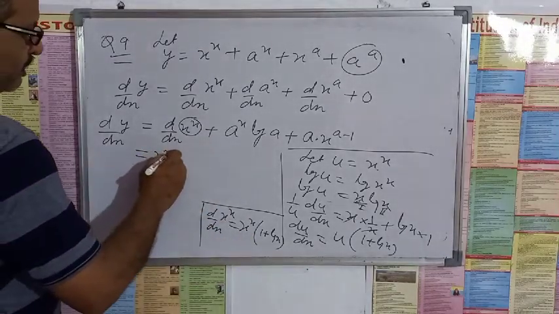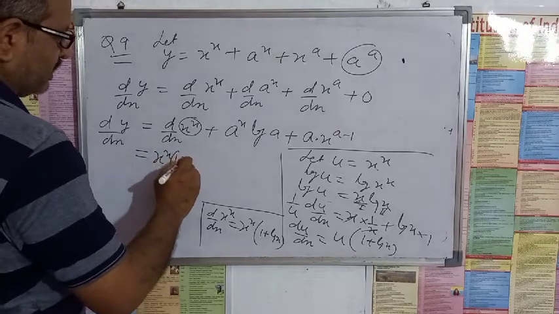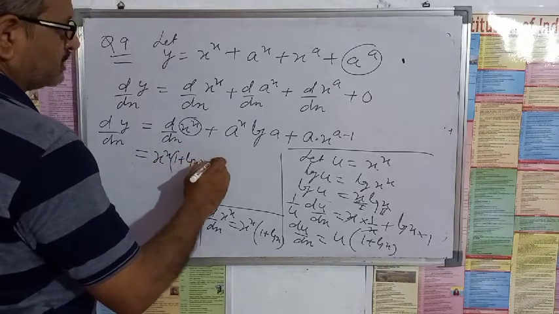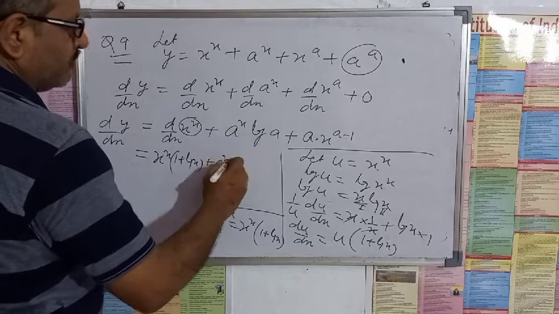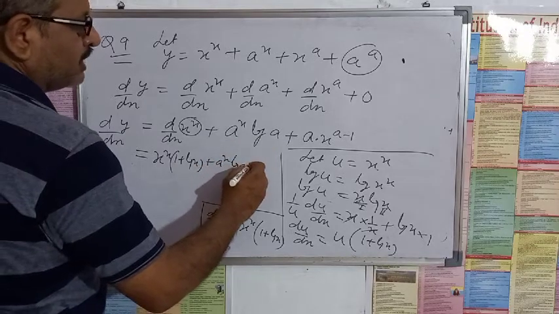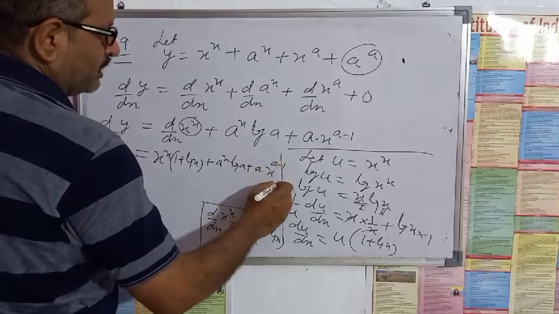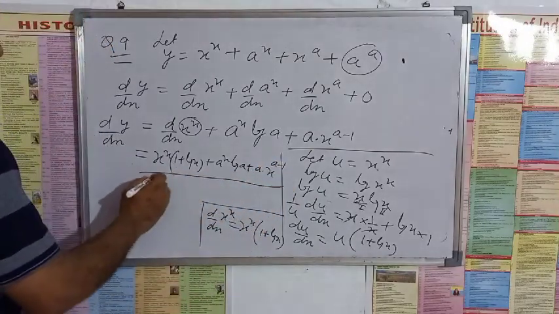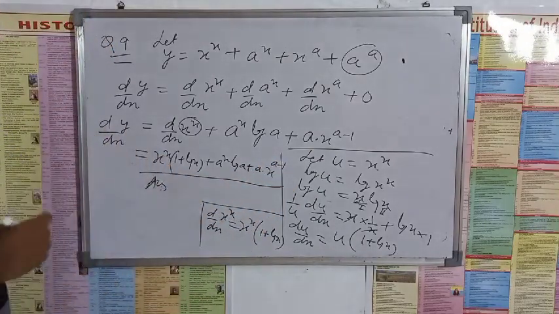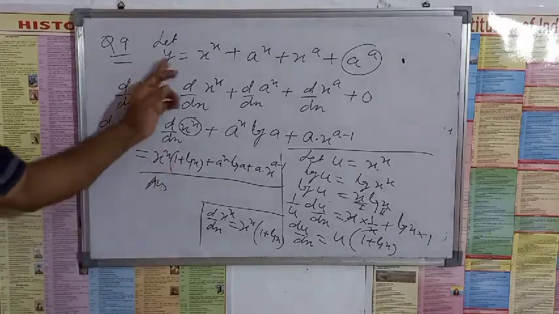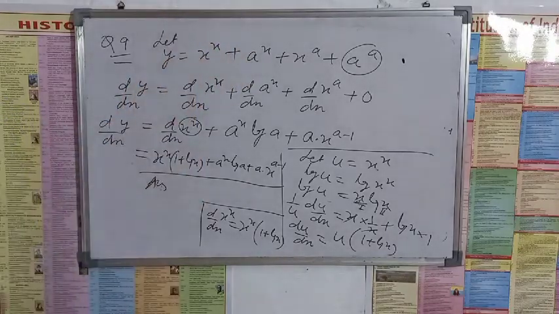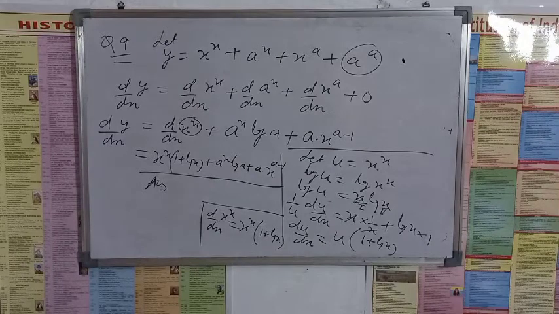So it is x to the power x into 1 plus log x, plus a to the power x log a, plus a into x to the power a minus 1. This is the answer. This is the derivative of this function. So it was question number 9.